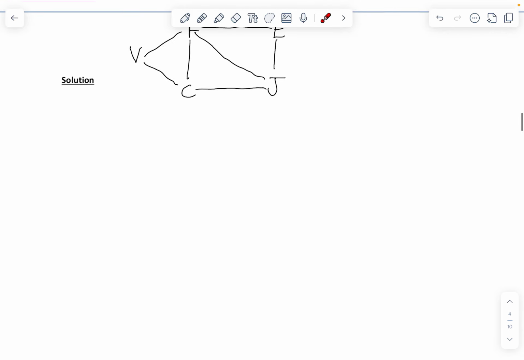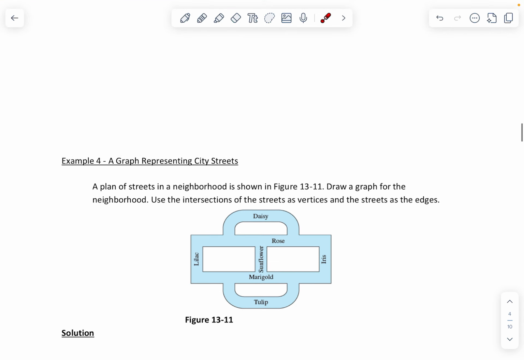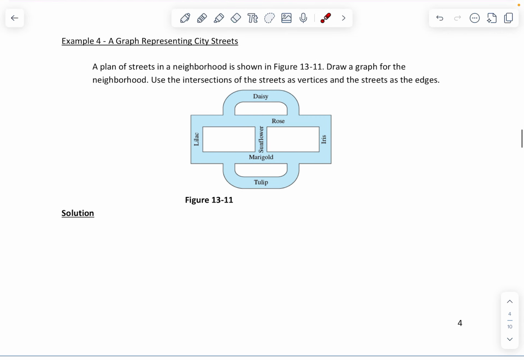All right, let's look at another example. A graph representing city streets. A plan of streets in a neighborhood is shown in figure 13 in this figure here. Draw a graph for the neighborhood. We want to use the intersections of the streets as vertices and the streets as edges.